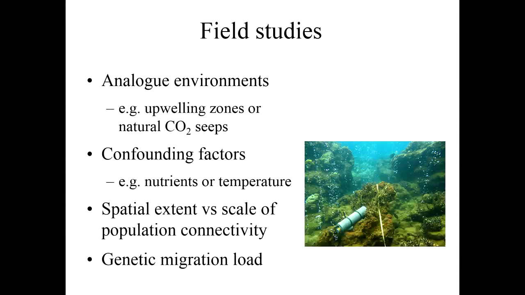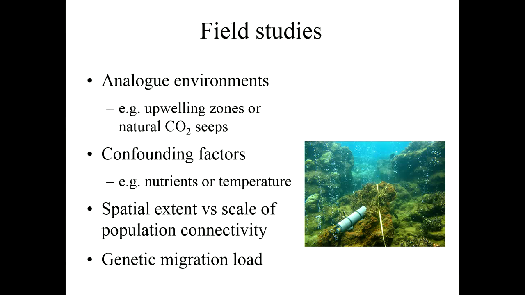The other thing that's been increasingly used, I think, is analog environments. People go out to places that are representative of the future. And these can be really exciting places. I've worked in them myself. I think they're great natural laboratories. But there can be some problems that we need to be at least cognizant of. For example, if we went to upwelling zones or natural CO2 seeps, they might have high CO2 levels, similar to what we're predicting is going to occur in the future. If we looked at an upwelling zone, all well and good, but usually nutrients are high and temperatures are low. So you've got some real confounding factors if you're looking at CO2 effects.